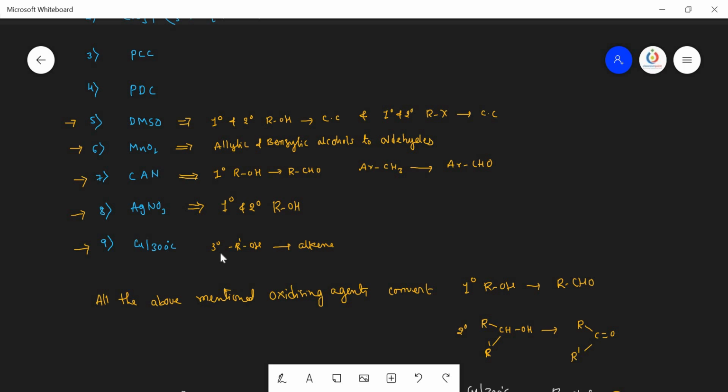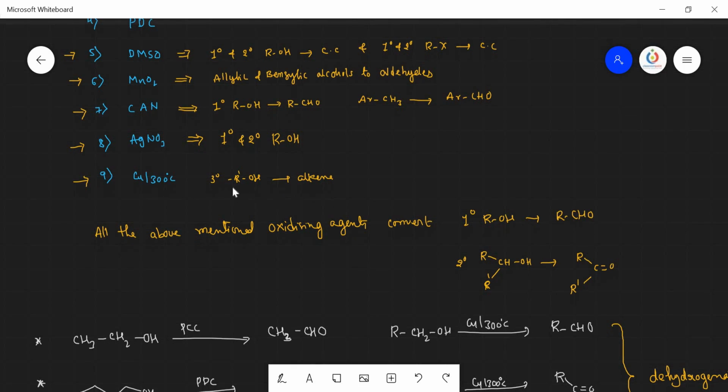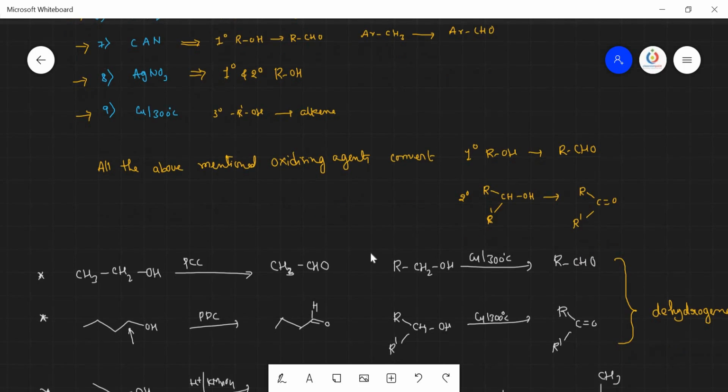Copper with 300 degrees centigrade converts the primary alcohols to the aldehydes, secondary alcohols to the ketones, but tertiary alcohols will be giving the alkene molecules with the copper and 300 degrees centigrade.